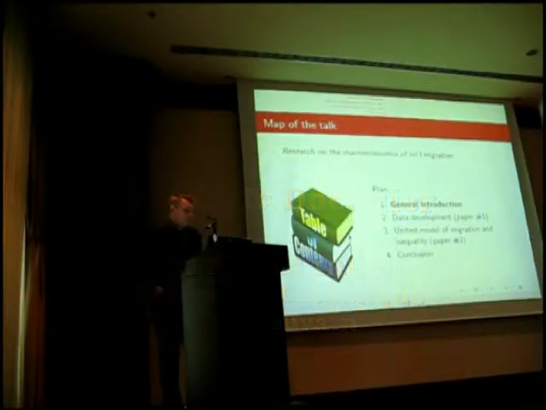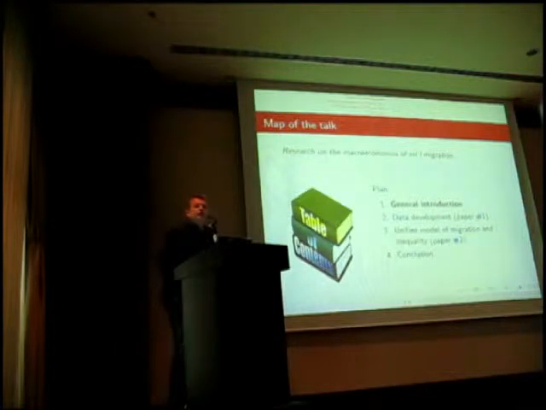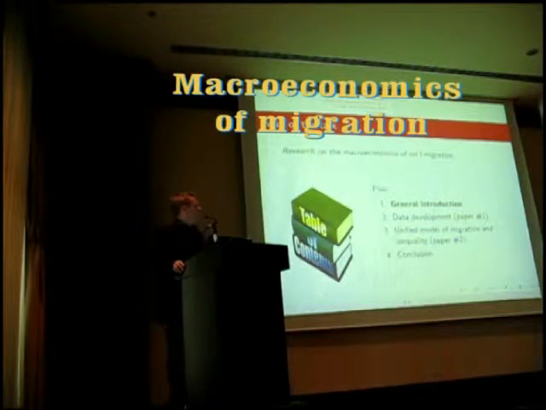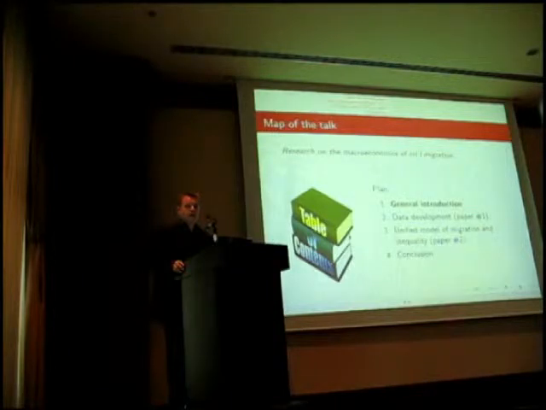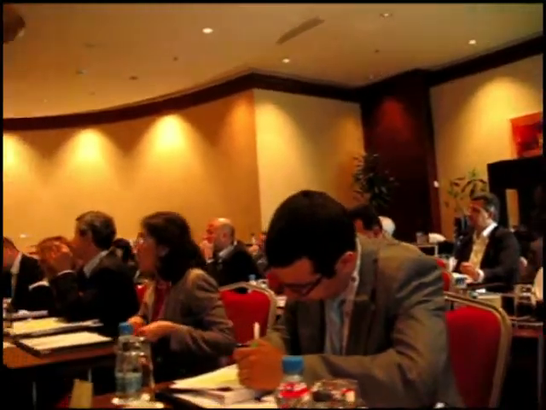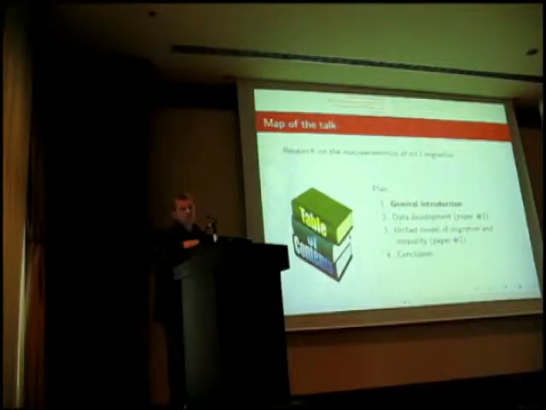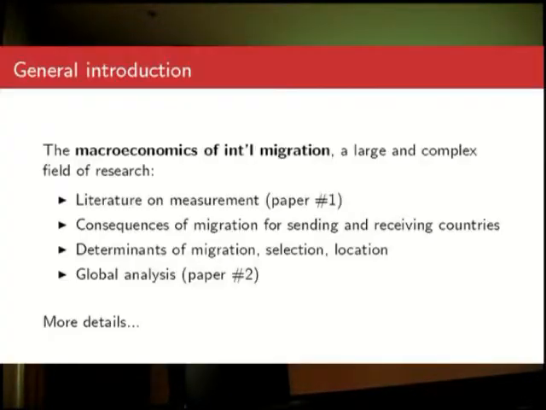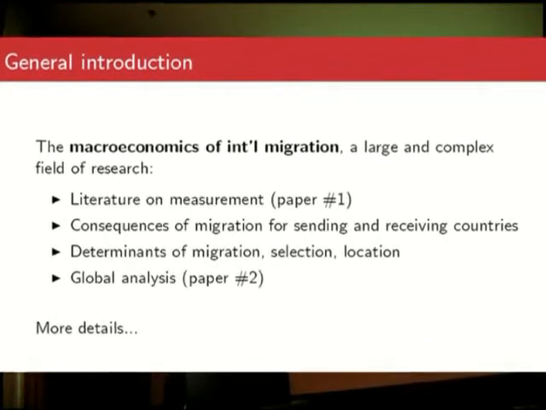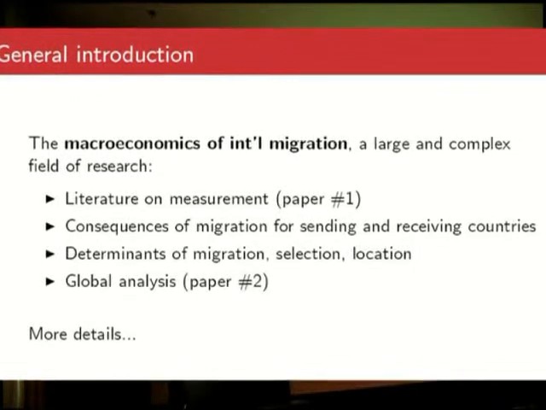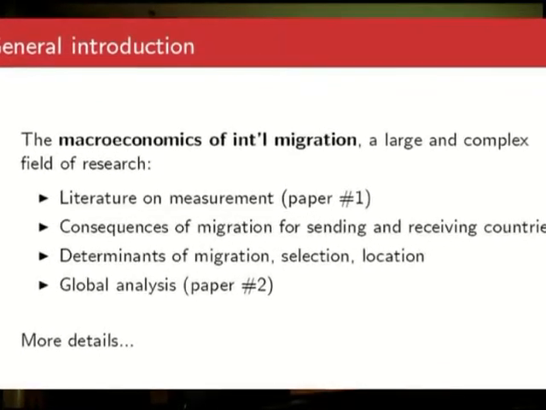Okay, so this is the map of the talk. If I had to define a general field of study to which these two papers belong, I would say that they are about the macroeconomics of international migration, which means different things. So the measurement, the assessment of aggregate migration stocks and flows, but also the macro analysis of the determinants and the consequences of migration.